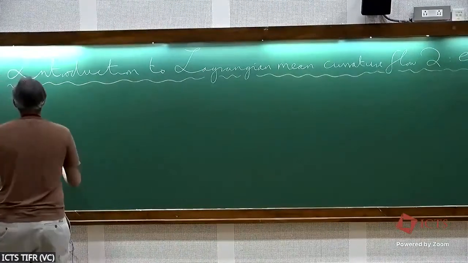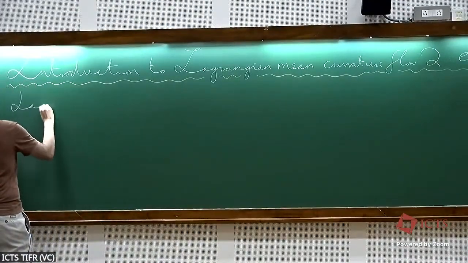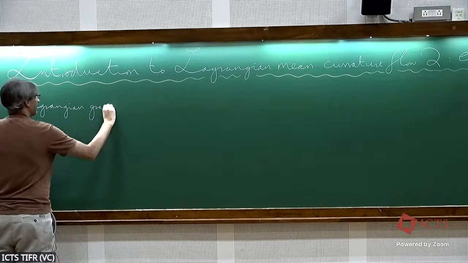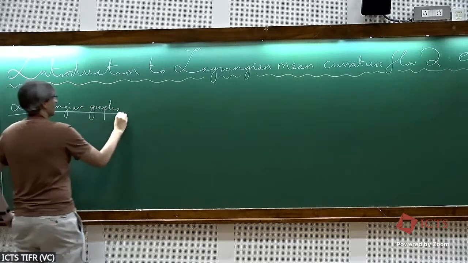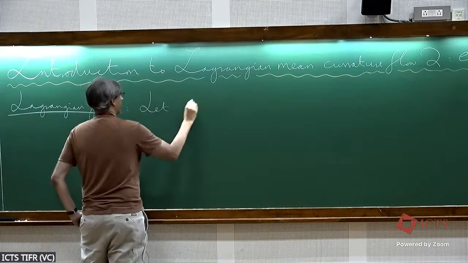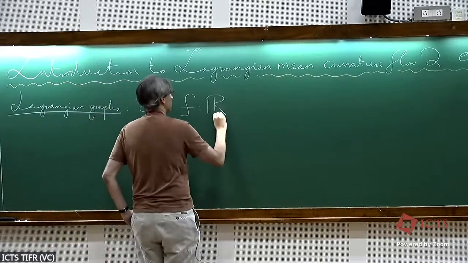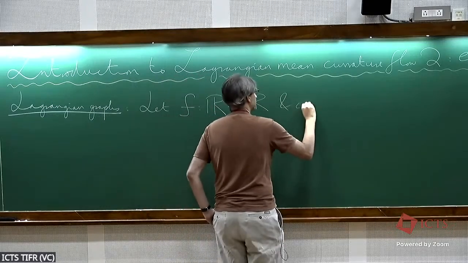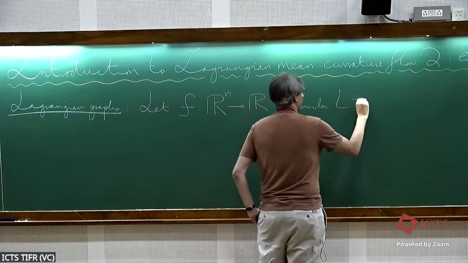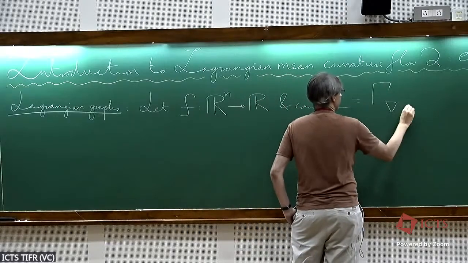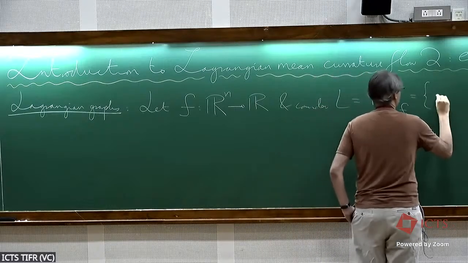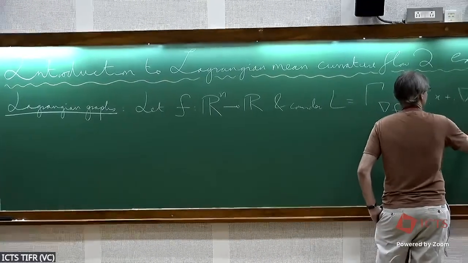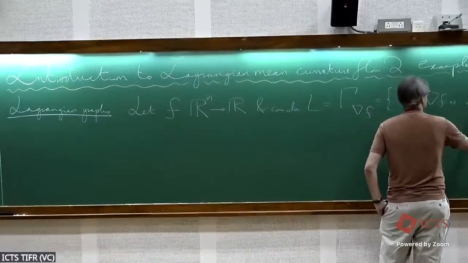So I'm going to start just with Lagrangian graphs. Just think about the graphical case. So we just let f be a function from Rn to R and consider L to be the graph of the gradient of f. So remember what I meant was the set of x plus i grad f of x, where x is in Rn.